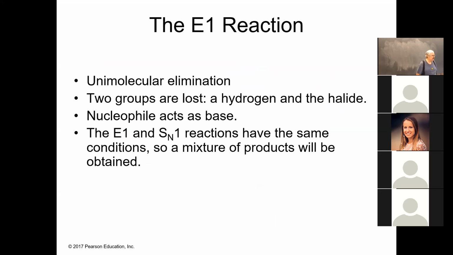The E1, like the SN1, is a unimolecular elimination reaction. There are two groups that are lost, the hydrogen and the halide. The nucleophile acts as a base this time. When we say a nucleophile is acting as a base, it's attacking a hydrogen rather than a carbon. E1 and SN1 have the same conditions, so we can get a mixture of products.